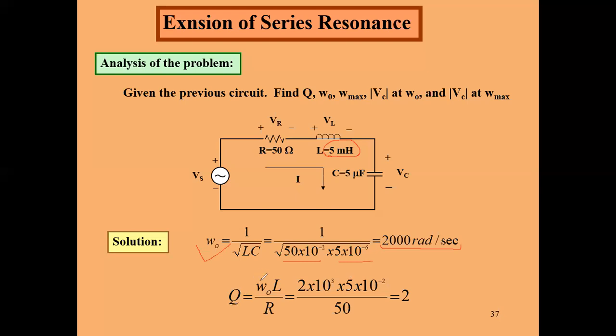And the value of Q is equal to omega 0 L divided by R. The value of R is 50, so 200 into 5 into 10 to the power minus 3, divided by 50, and the answer is 2.